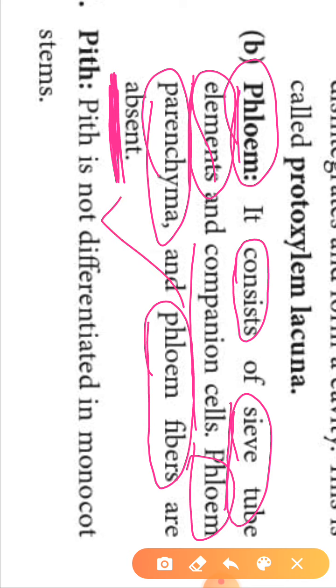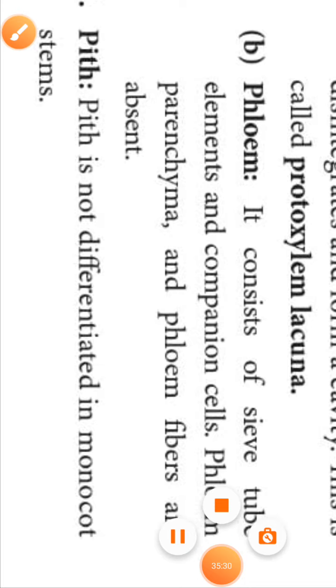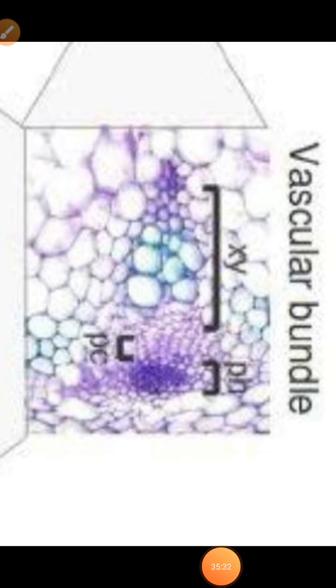The last one is pith. Pith is not differentiated in monocot stems. Vascular bundles are scattered in the ground tissue. Vascular bundles are conjoined, collateral, endarch and closed.